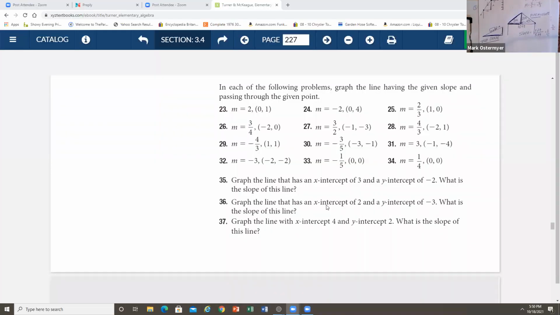So classwork number 2, ladies and gentlemen. Problem number 30 here. They give you the slope of a line and they give you a point on the line. Using that point and that slope, I want you to graph that line. Go ahead, number 30. Graph the line that has a slope of -3/5 and contains the point -3, -1.